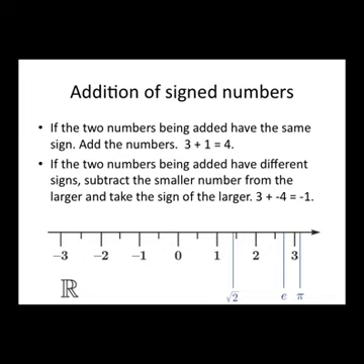And again, if you take a look at the number line, you can actually count forward 3 spaces. So it will be 0, 1, 2, and 3. And then count backwards 4 spaces from the 3. So 3, 2, 1, 0, negative 1. And that's how you get your answer of negative 1.